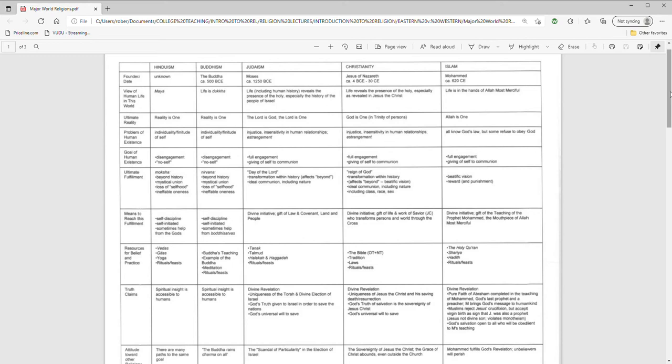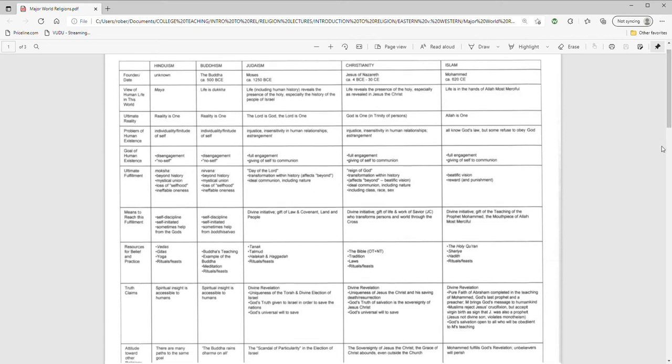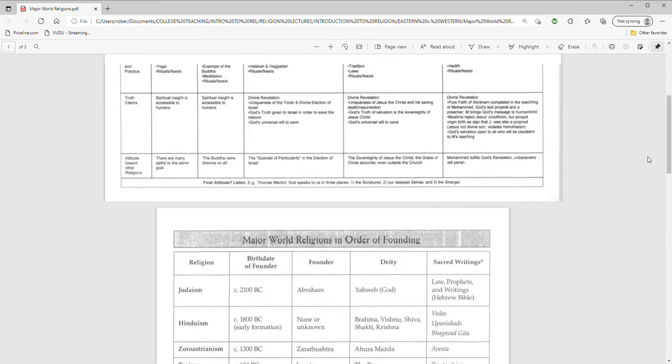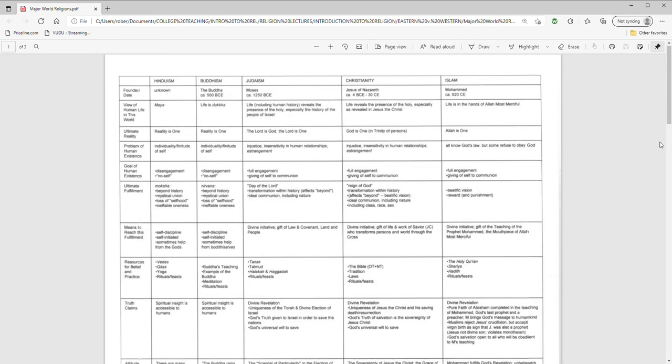There's sacred texts, for sure, many, many, many sacred texts in Hinduism. This next chart, though, is on sacred texts, so we'll kind of save that for there.